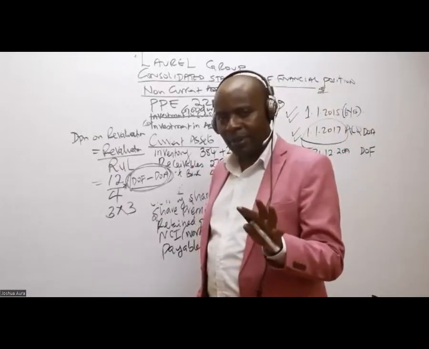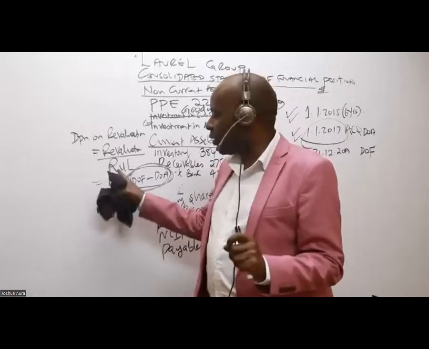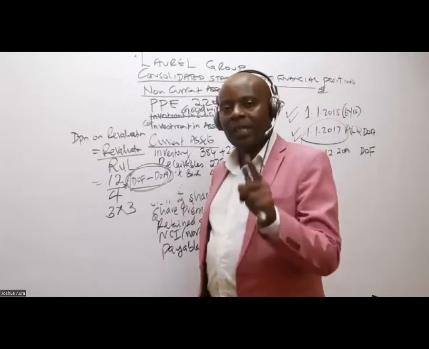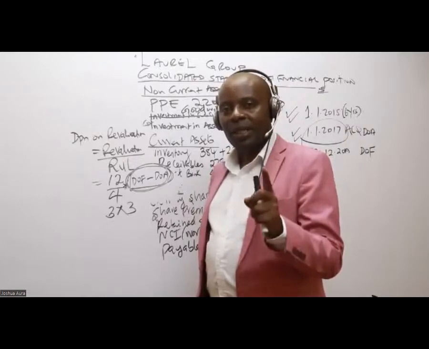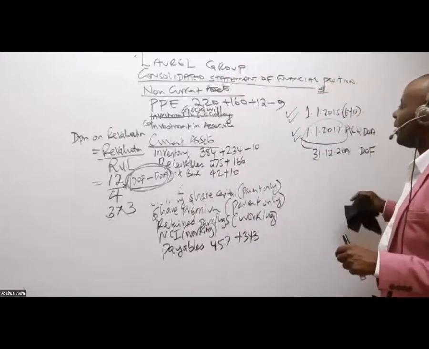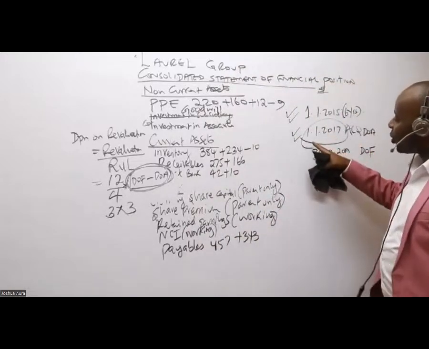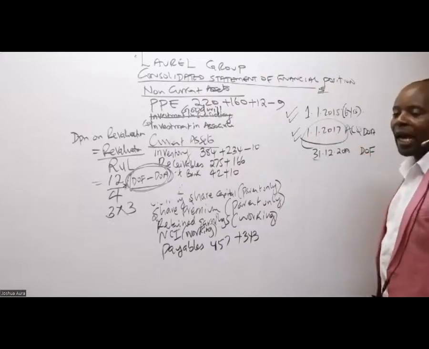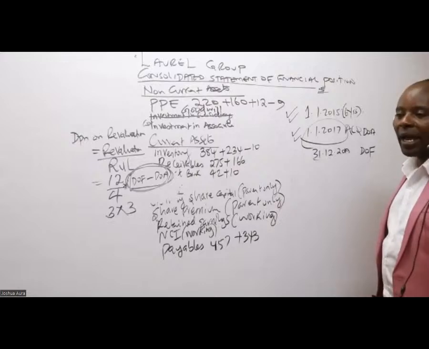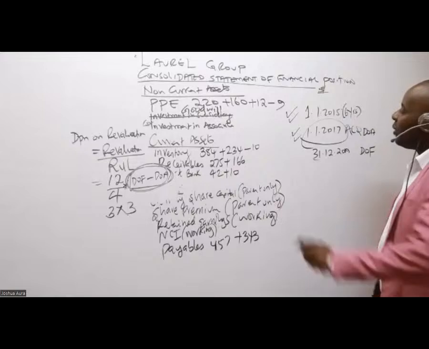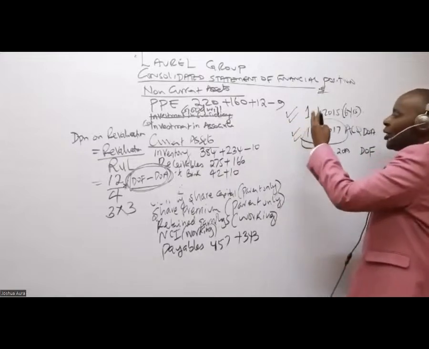It's not really a big thing, because when we talk of remaining useful life, this asset, when we bought it, it had 6 years. And we came and did the revaluation on 1st January 2017, when we were doing the acquisition of the subsidiary. That's when we acquired the subsidiary, and that's when we did revaluation. So between here and here, how many years do we have?